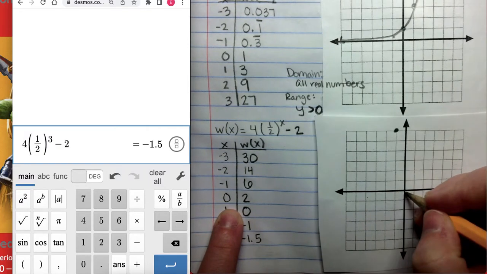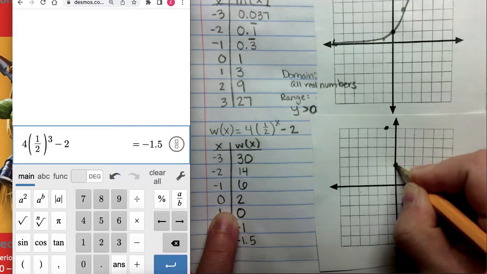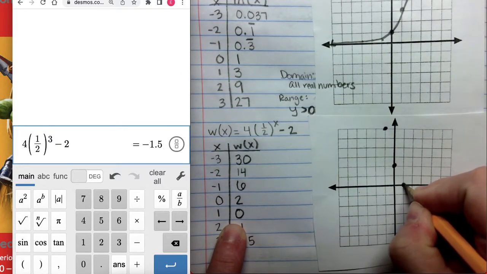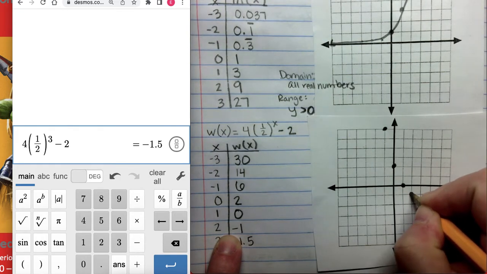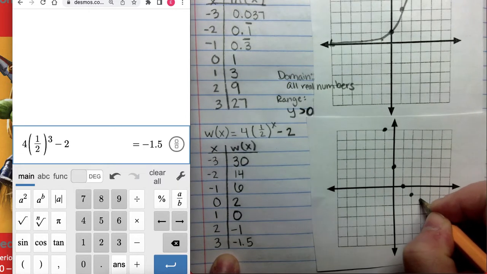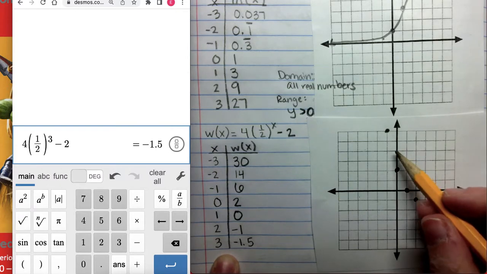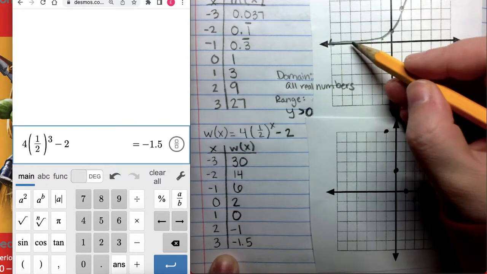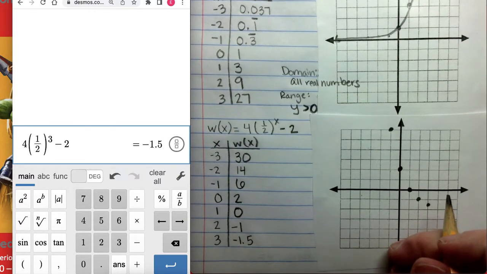0, 2, 1, 0, 2, -1, and then 3, -1.5, so halfway there. Okay, so we can see that that curve is starting to happen, this curve that was up here, but we aren't really seeing where it's going to go. So I'm just going to keep plugging in a couple numbers to finish out that graph.